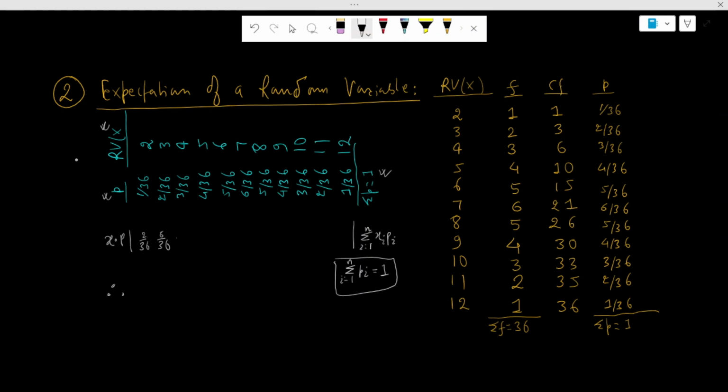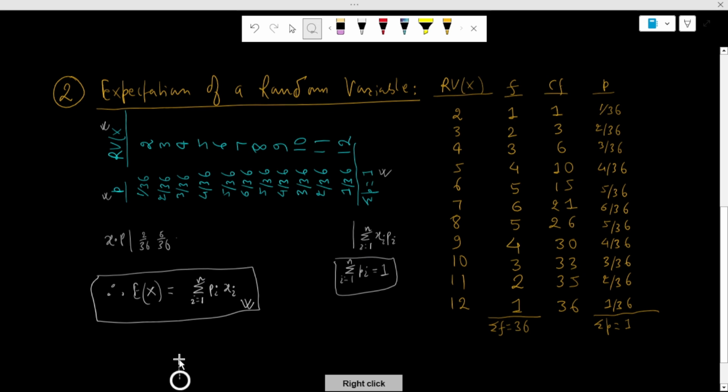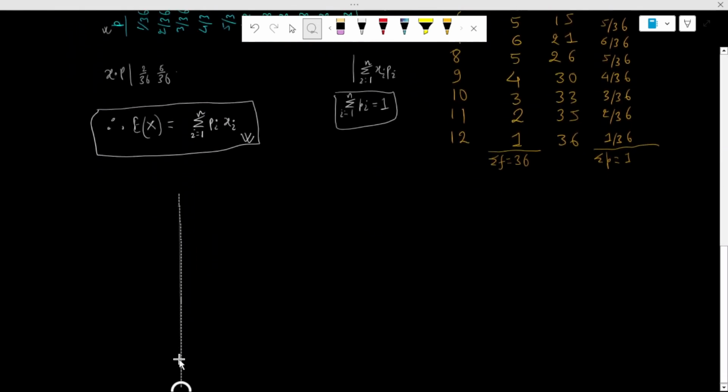So therefore the expectation of a random variable x, let me write it as capital X, is equal to the summation of the product of the probability and that observation, summed from 1 to n. So this is true for the discrete random variable. And what will be its continuous random variable counterpart? Let us see that as well.